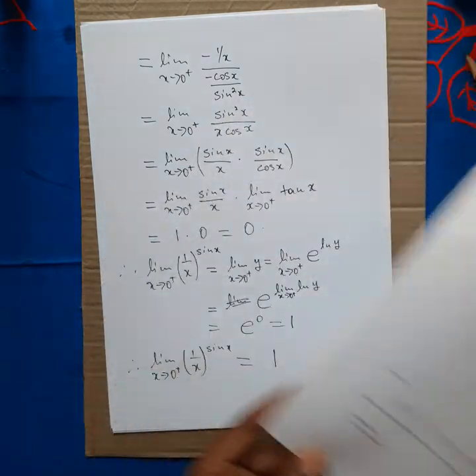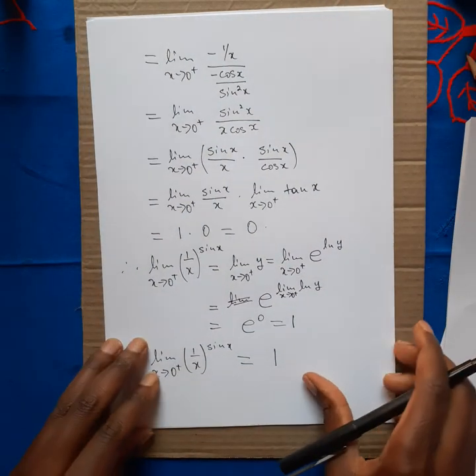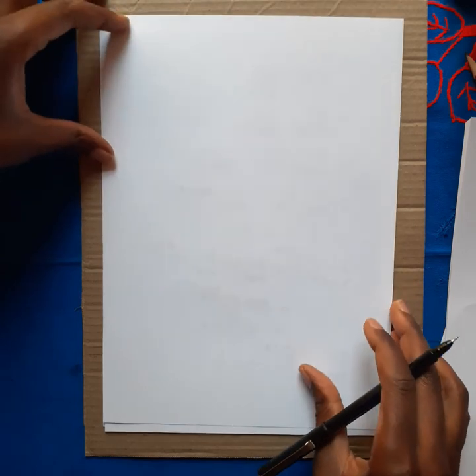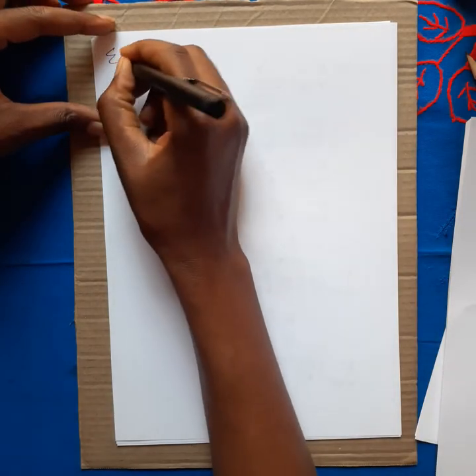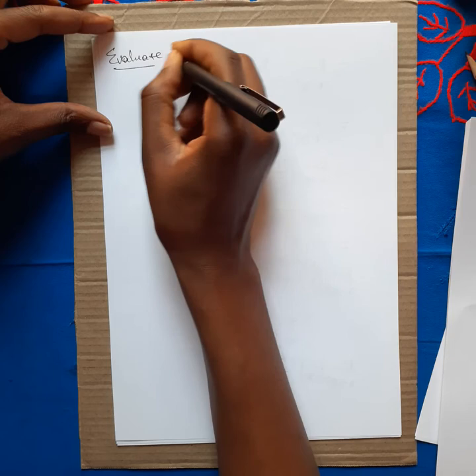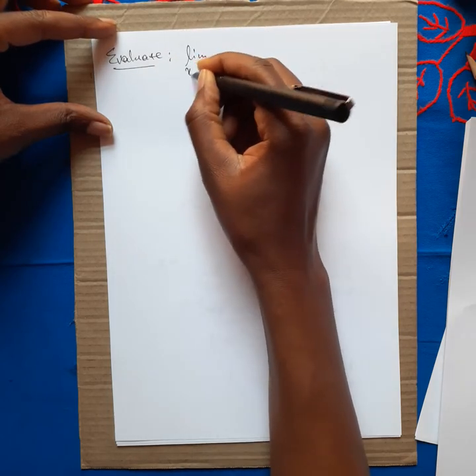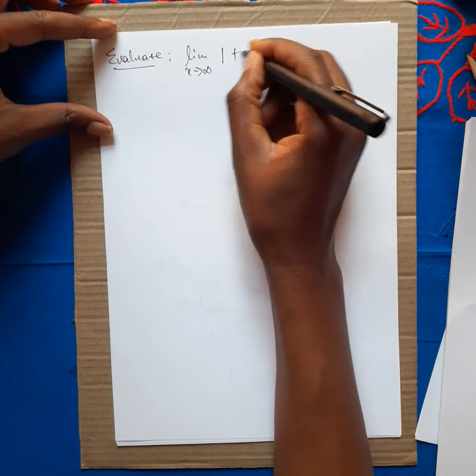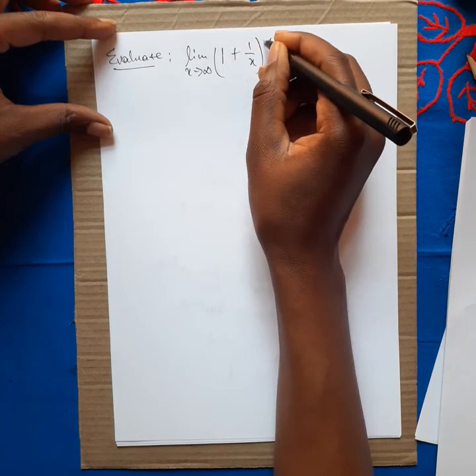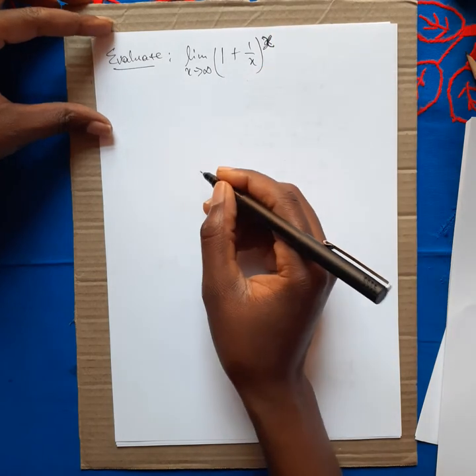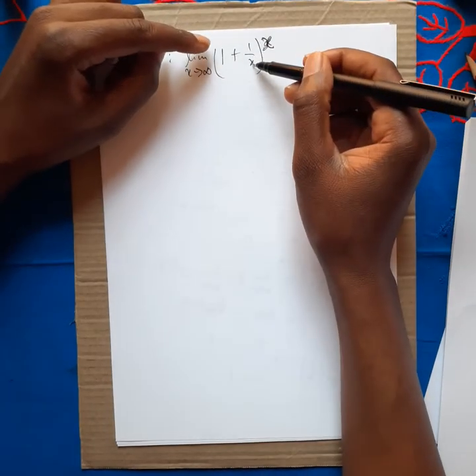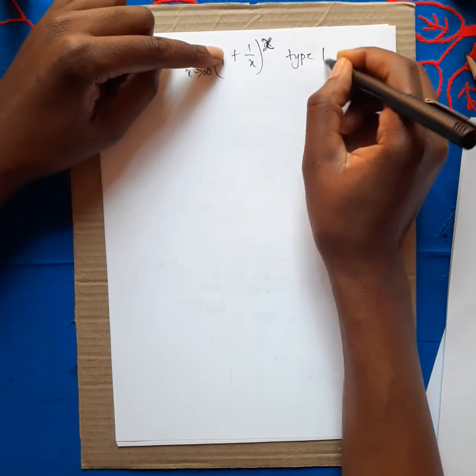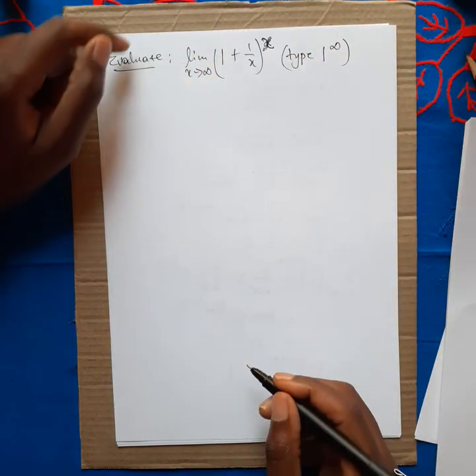Finally, let us come to this famous one. Evaluate the limit when x approaches infinity of 1 plus 1 over x raised to the exponent of x. So we will observe that if we do direct substitution, this will be 0. So this is type 1 to the infinity, like that.